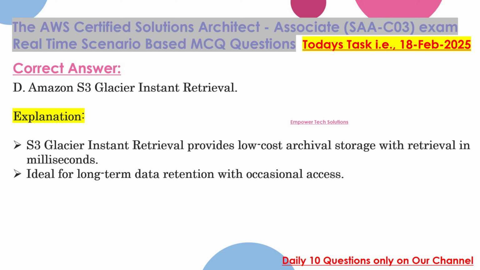Explanation: S3 Glacier Instant Retrieval provides low-cost archival storage with retrieval in milliseconds. Ideal for long-term data retention with occasional access.